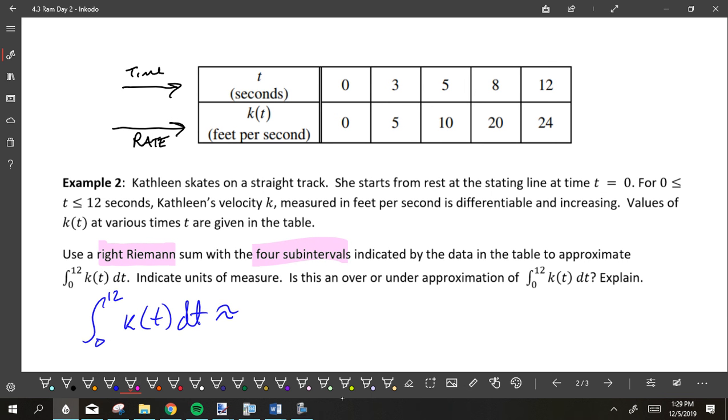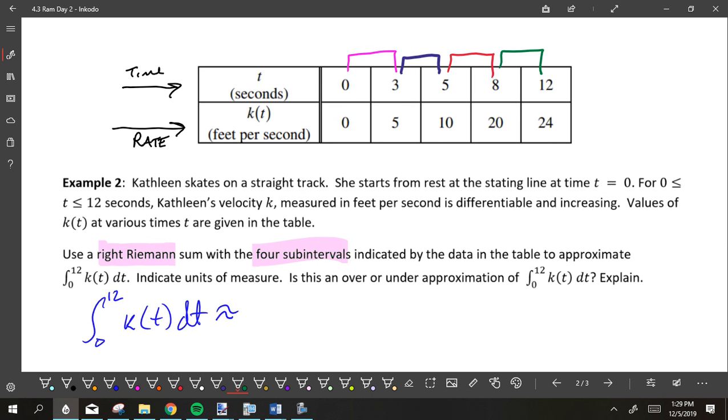Where's my first interval going to go from? 0 to 3. And then my next one is going to go from where? 3 to 5. And then the next one is from 5 to 8. And the last one is from 8 until 12. Oh, you need 5 numbers to make 4 intervals.